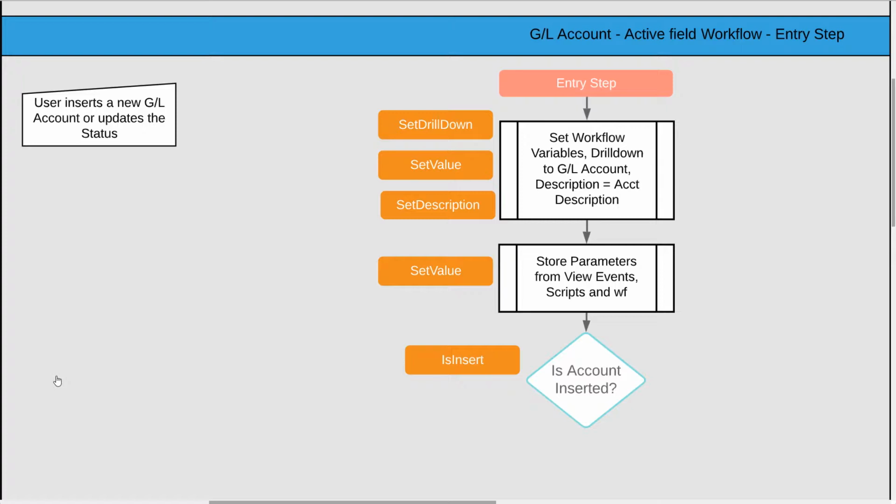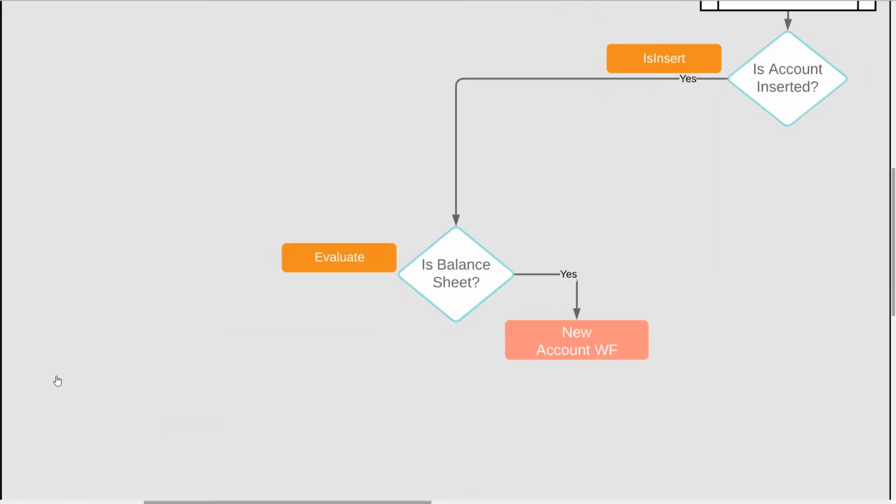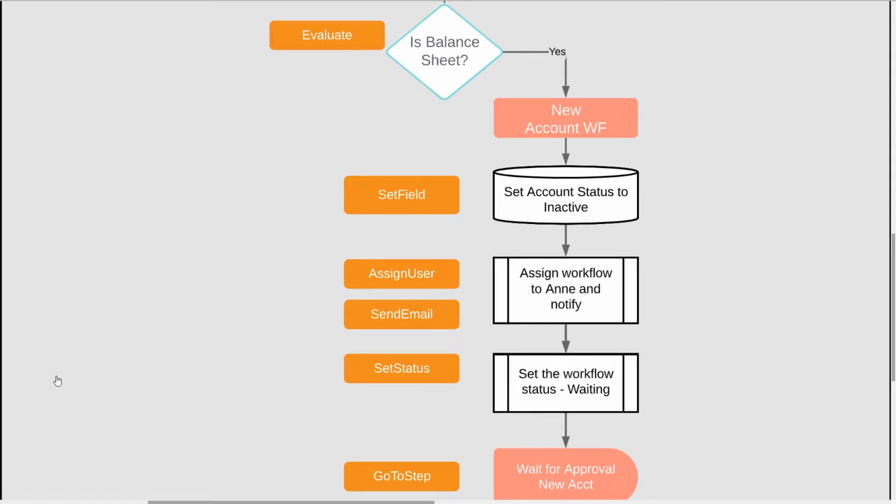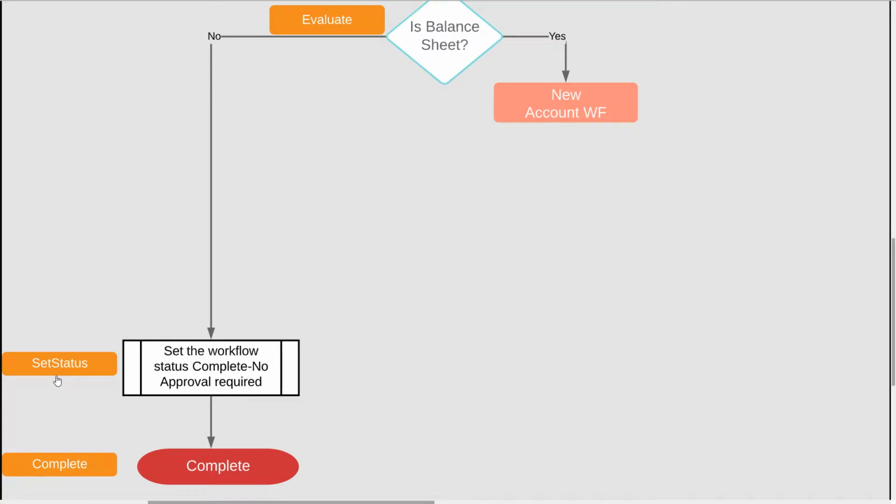In our example, we're passing as a parameter the user who can approve the account. And then our first decision point is: is this account inserted? If it is inserted, we start the new account workflow and first check whether it is a balance sheet account using the Evaluate action. If it is a balance sheet account, we follow our approval process as per the previous presentation, Extender 101. If it is not a balance sheet account, we complete the workflow immediately as no approval is required.